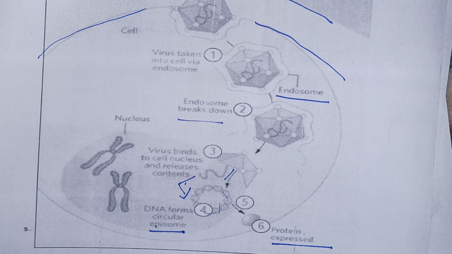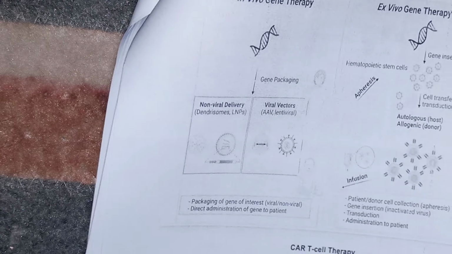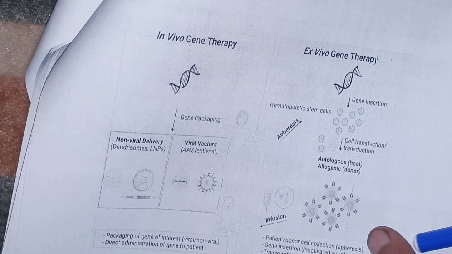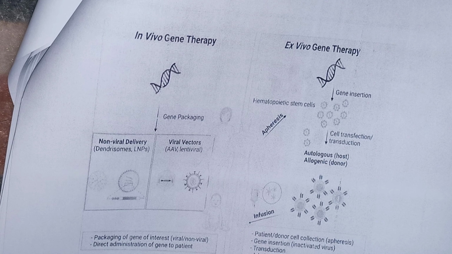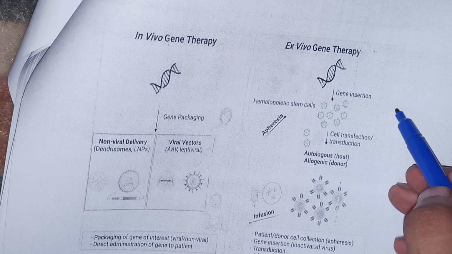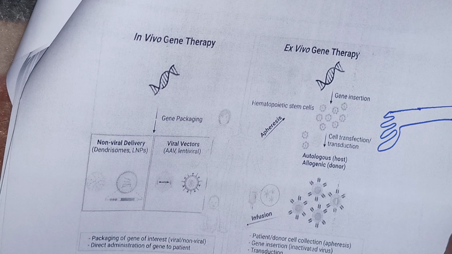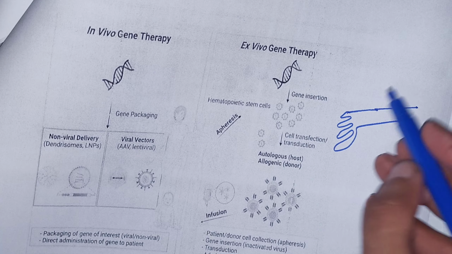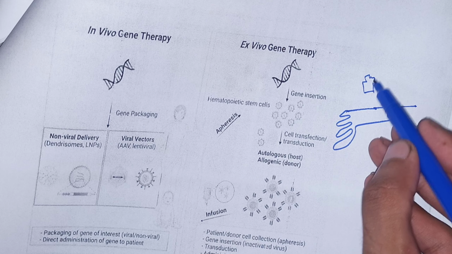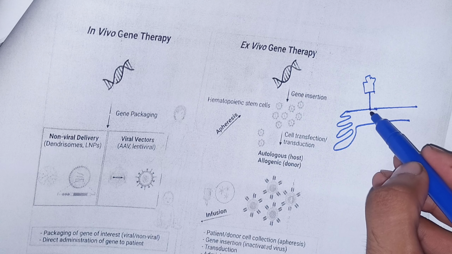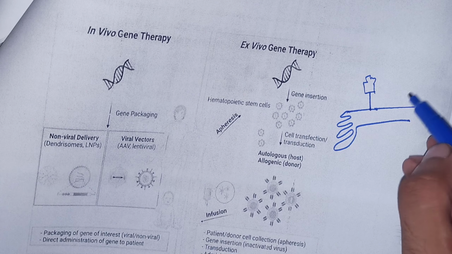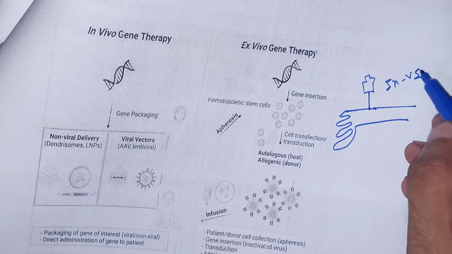Now, gene therapy, beta, can be in vivo gene therapy or ex vivo gene therapy. Let me explain both. In vivo gene therapy is when you, beta, deliver the gene into the human body directly. Suppose this is the human body, this is the arm, just for understanding purposes, and you inject the gene of interest into the human body directly. This is in vivo therapy.